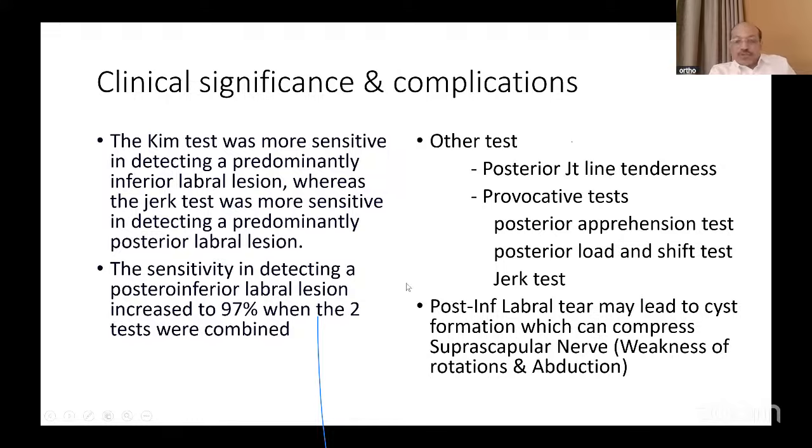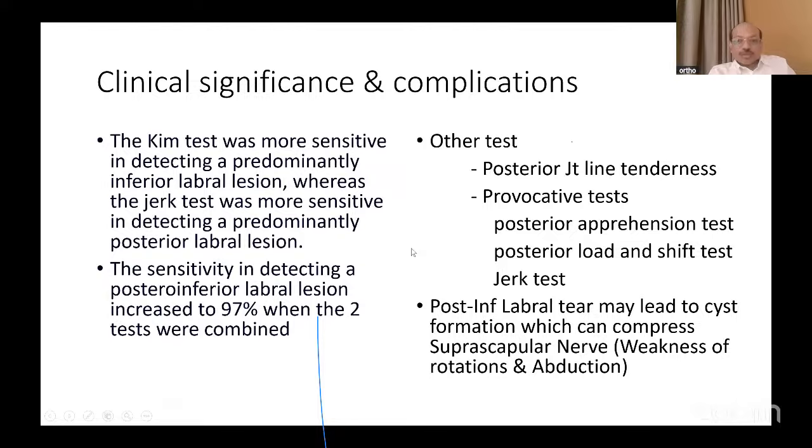Now posterior labral tears can lead to cyst formation, and that cyst can compress the suprascapular nerve, which is very easily a victim of entrapment by this cyst. That can lead to big pain in the shoulder, and can also cause weakness of rotation and abduction.